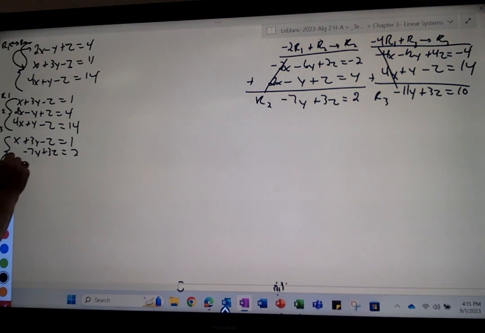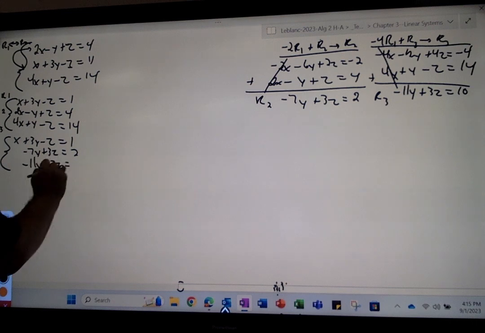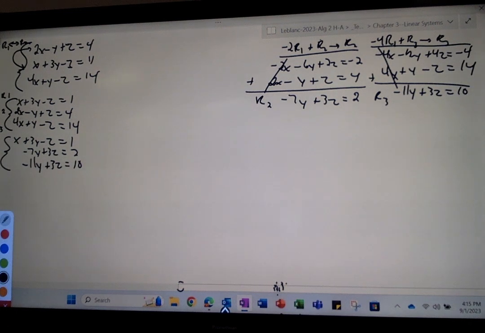Okay, so negative 11y plus 3z equals 10. So I'm done with row 1. I don't need row 1 anymore. Now, also, row 2 has my y and z. So I'm going to keep this intact, but I'm still going to use it because I want to eliminate that y right there. Now, how am I going to do that?